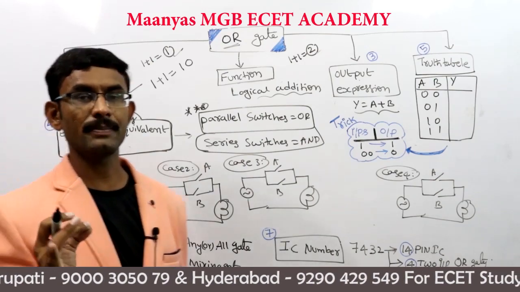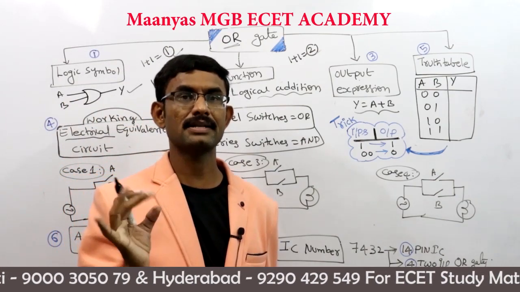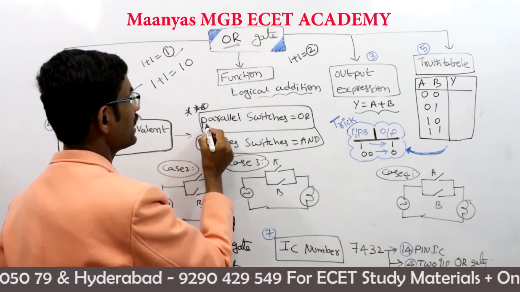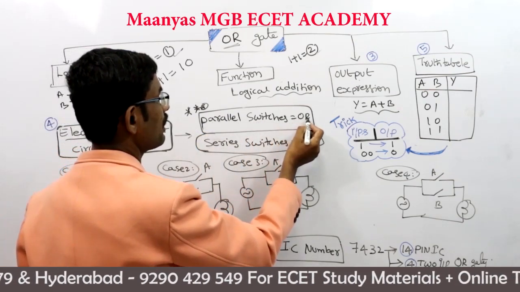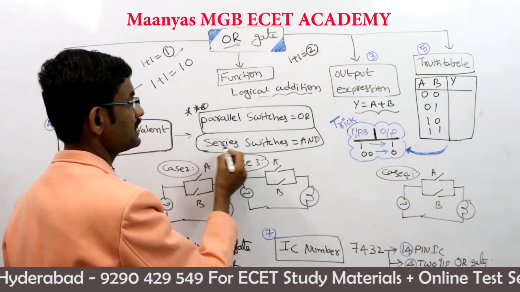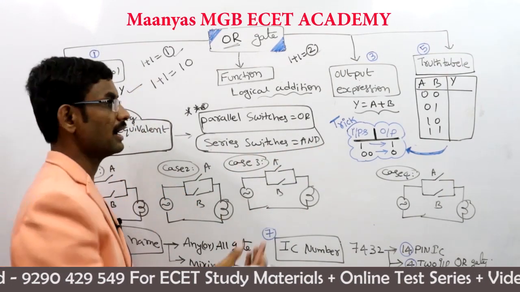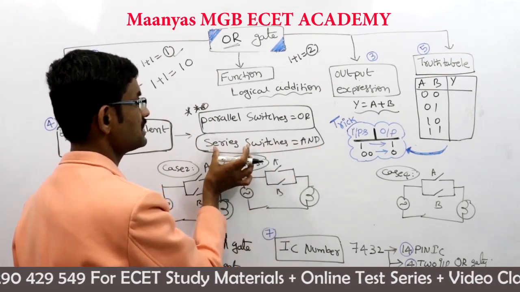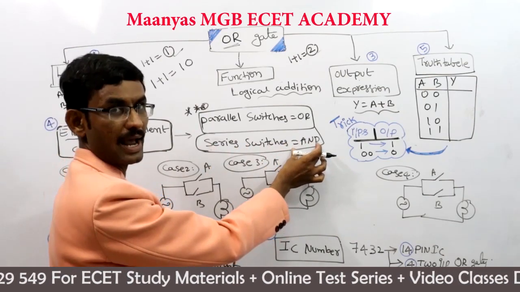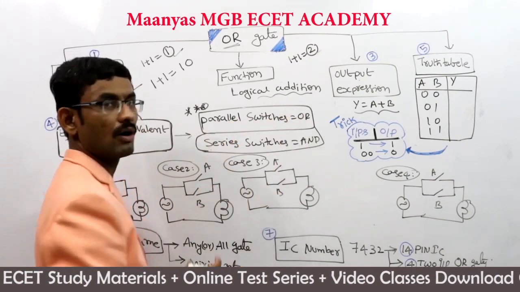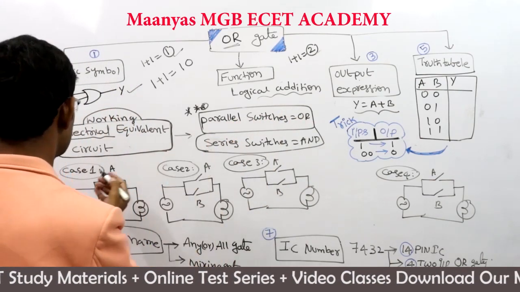Very important point in ECET entrance examination. The first important point, parallel switches is equal to OR gate. The next one, series switches is equal to AND gate. Already we discussed the AND gate. Series switches is equivalent to AND. Here parallel switches is equivalent to OR. Let us see the case 1.